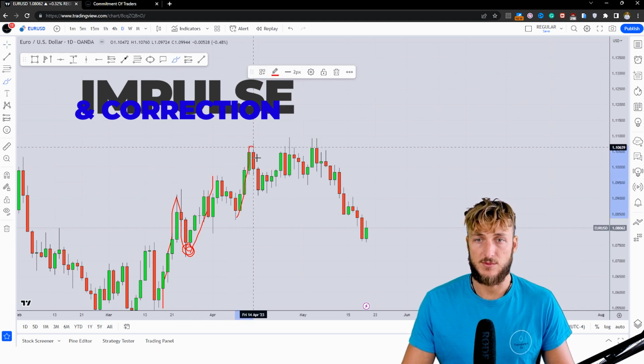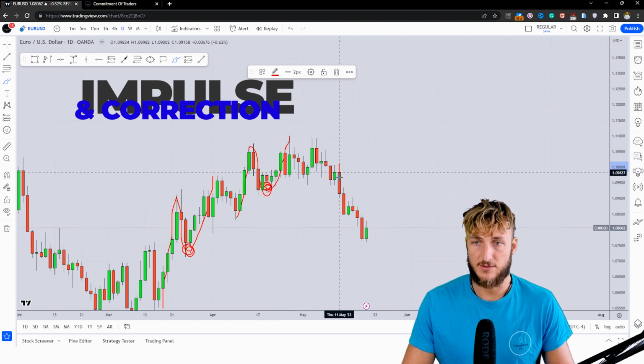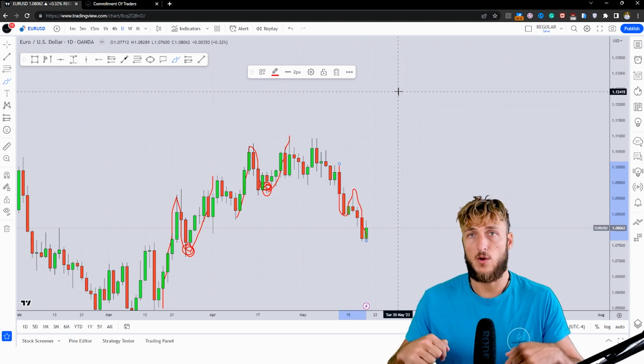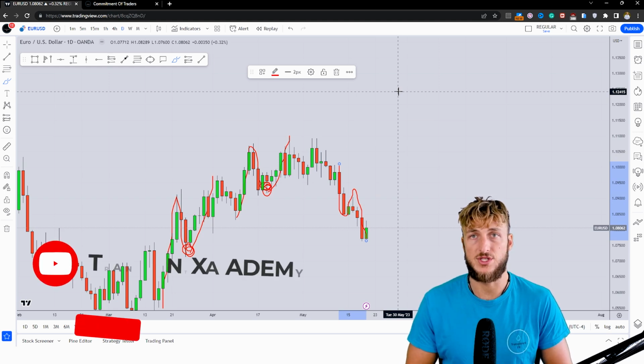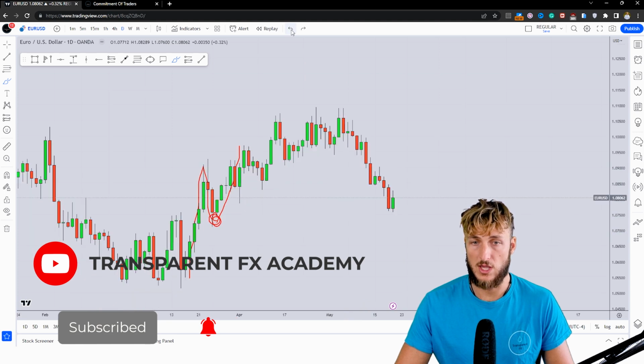Again, we had this impulse and correction. From here, I explained why we could expect the creation of a potential higher high. And in the very last analysis, after this impulse, I explained why we could expect first a correction and then more bearish continuation. And by the way, I will link in description all these previous analysis, so you can go and check them out for more free education.